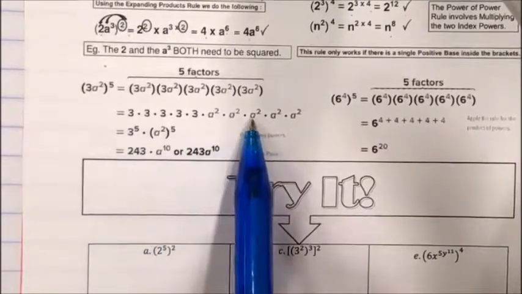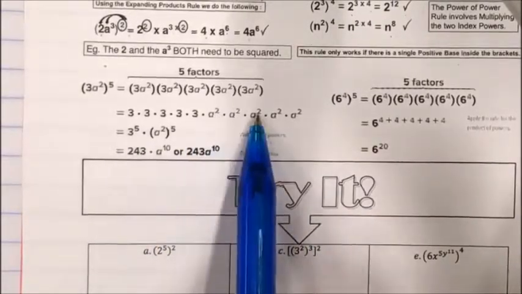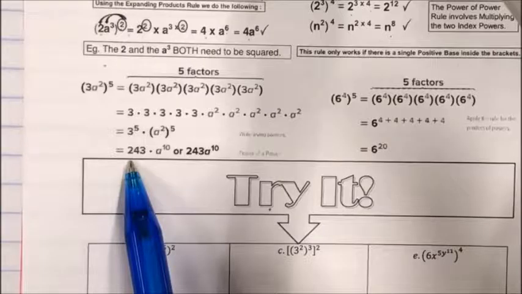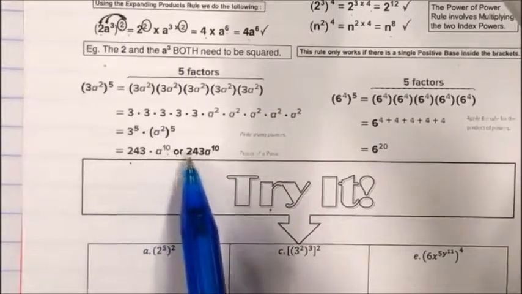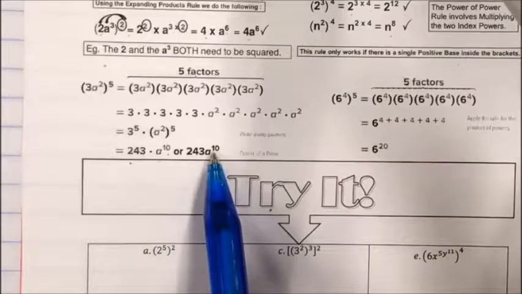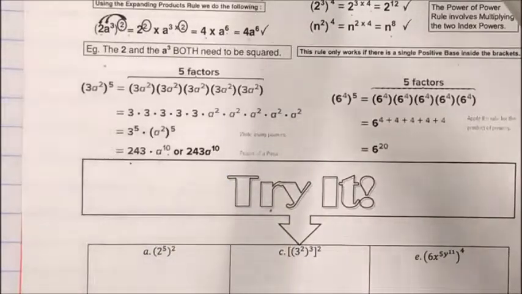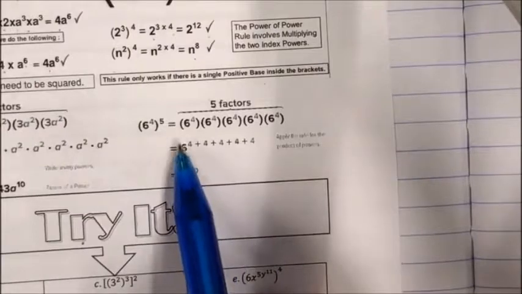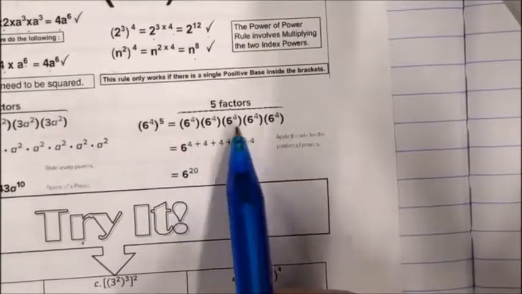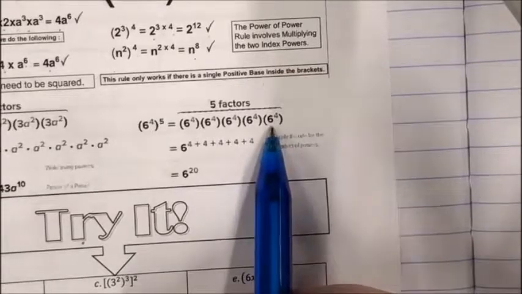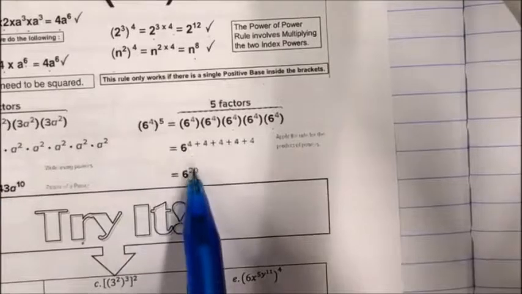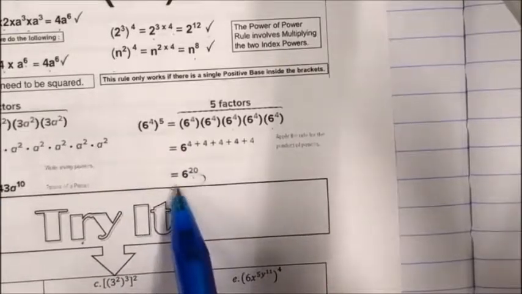And then I have a squared, a squared, a squared, a squared, a squared. So that's a squared to the 5th. So 3 to the 5th is 243 times a to the 10th. So 243 a to the 10th. Okay. The other one I have is 6 to the 4th to the 5th power, which is really like saying 6 to the 4th five times. Or I could just say 4 times 5, which gives me 20, which is 6 to the 20th power. You can leave it like this when they're big like this.